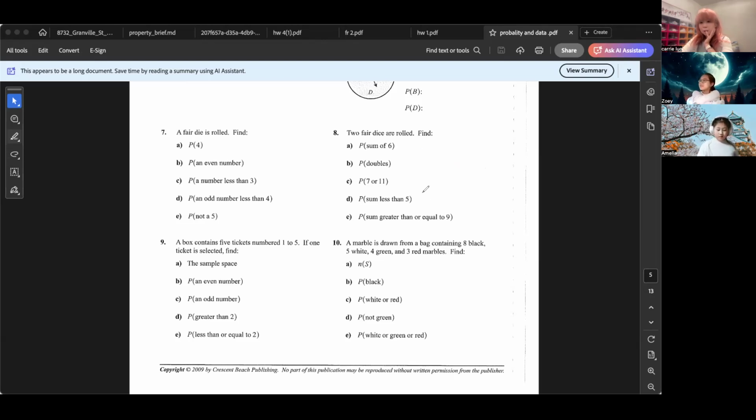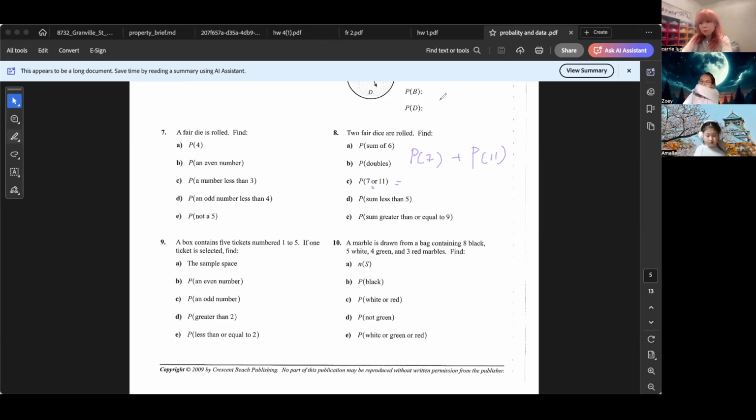2/9. What does "or" mean? "Or" means the sum is 7 or the sum is 11. So first of all, we need to find the probability of getting the sum of 7 plus the probability of getting 11. 2/9. Yeah, so let's take a look at this one.